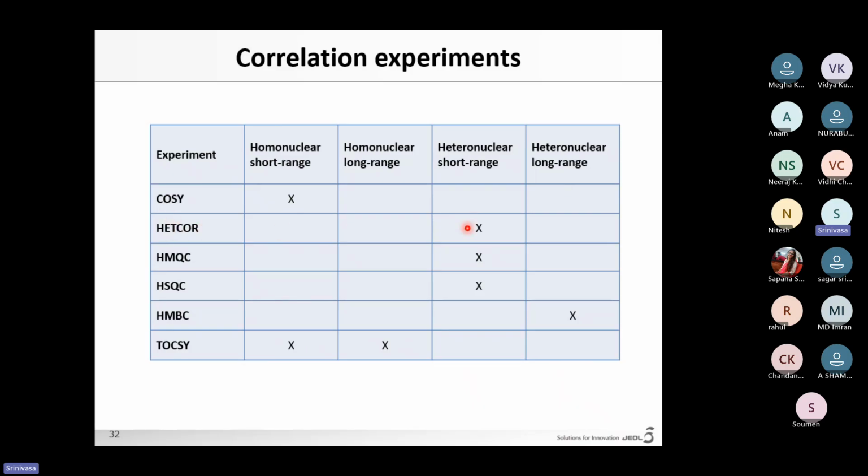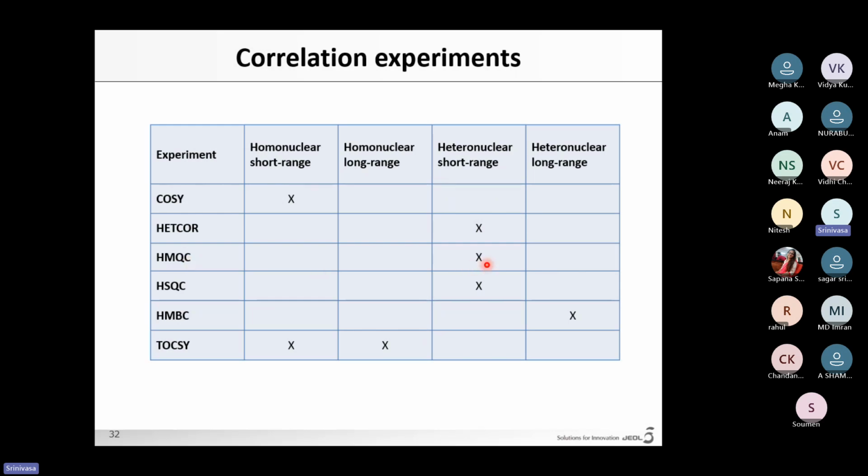The HETCOR experiment basically gives a short-range coupling, maybe you can say 1 bond coupling between the proton and the carbon. In the HETCOR case, the carbon signal is detected through a carbon, not through a proton. This is basically insensitive. The sensitivity is low here because detection is through a carbon, not through the proton side. Okay, it gives 1 bond.